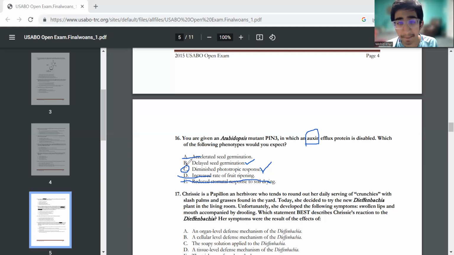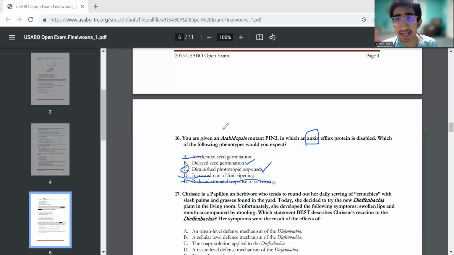Maybe C just seems to be the best answer, but the answer key says it's only C. Based off what auxin does, it should be B and C. So just keep it in the back of your mind. The answer to this question is C, but the key is saying it's B and C.